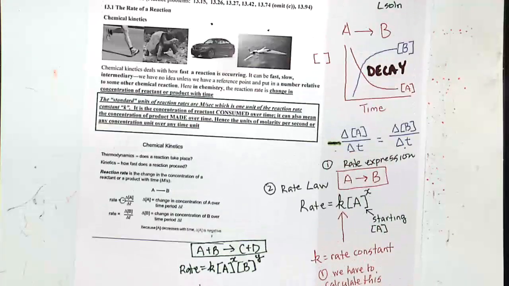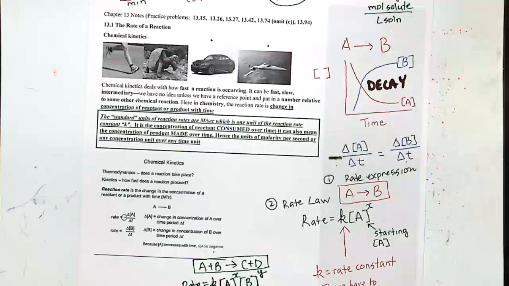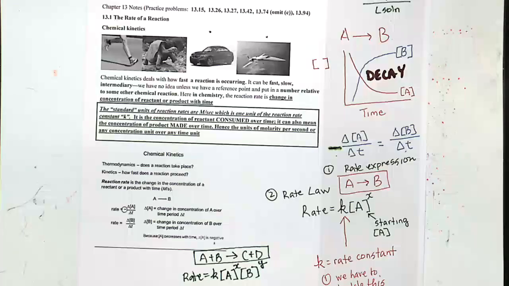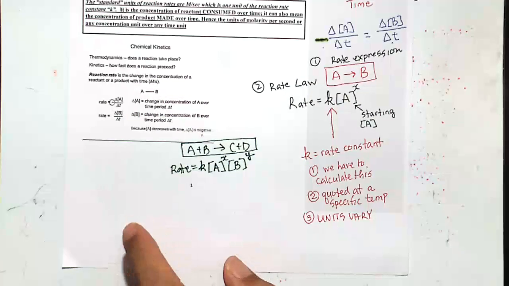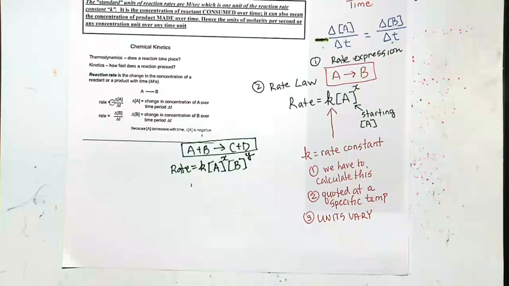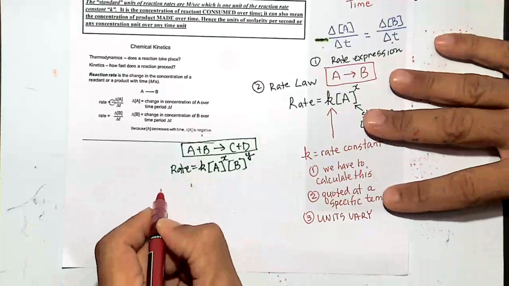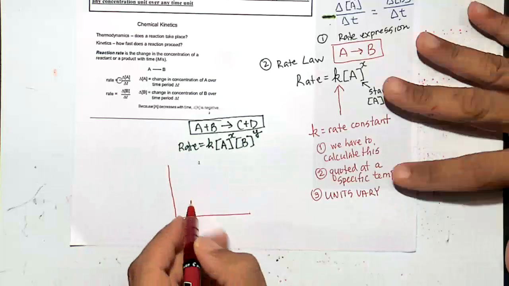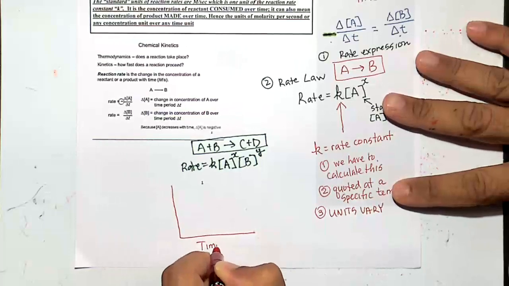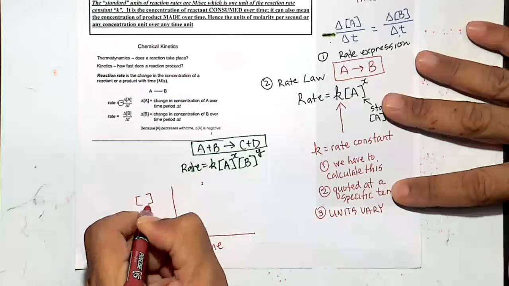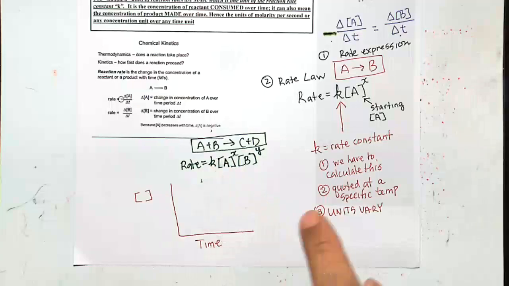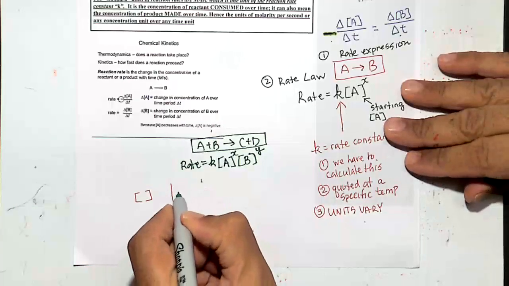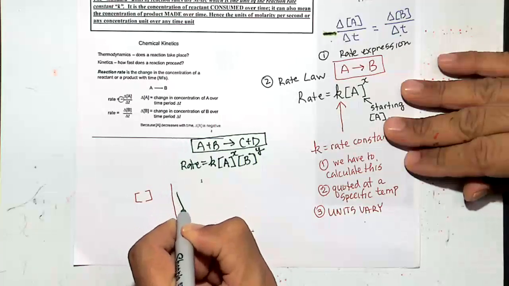So it's the decay of A, essentially, what you're saying? Yes, not the appearance of B, but the decay of A. You're right, Bailey. So this brings me back. It's the same thing with this one. If I were to draw a graph of A plus B goes to C plus D, what's going to happen to the concentration of A over time for this reaction?